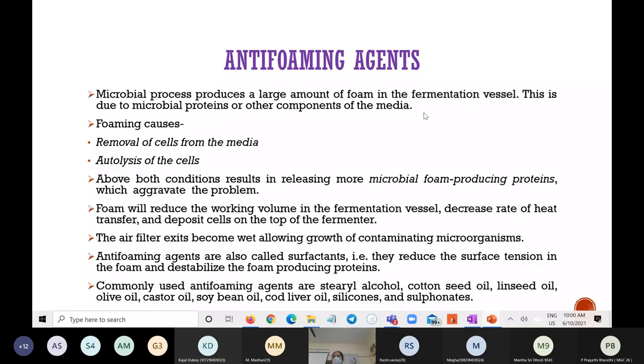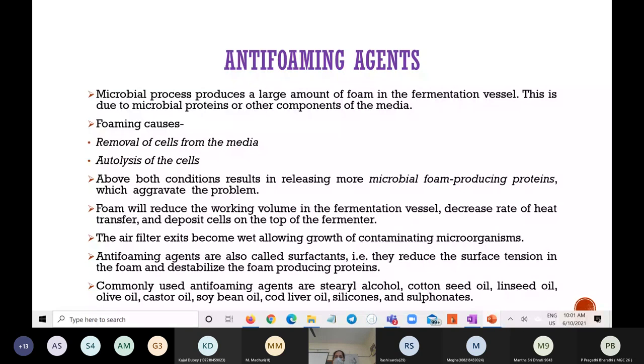So whatever components are there in the media, and because of the microbial protein present in the microbial cells, so much amount of foam is formed during the fermentation process. That foam formation is unwanted, and we need to avoid it. So for that, we have to add some anti-foaming agent.